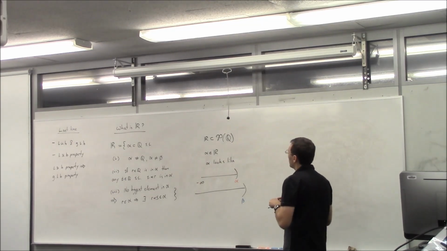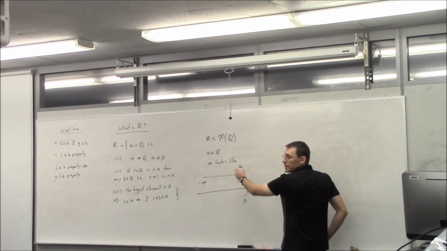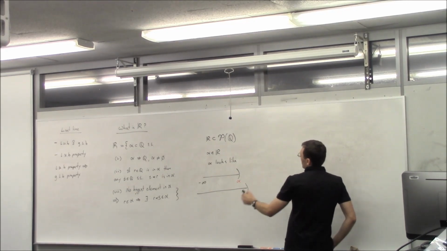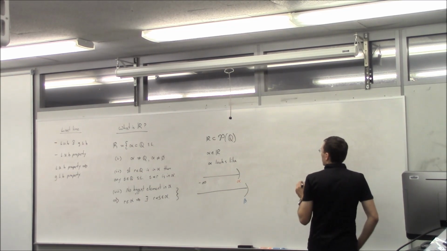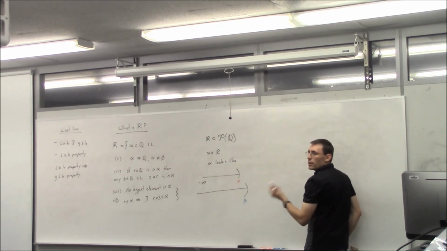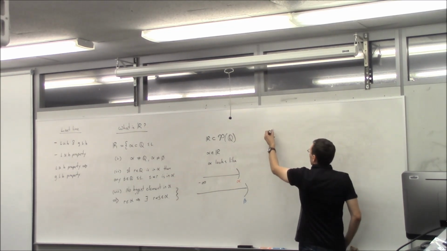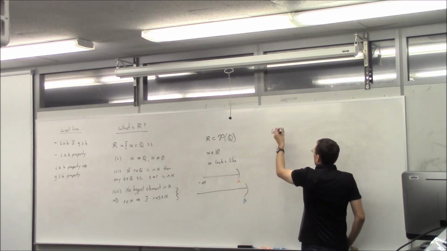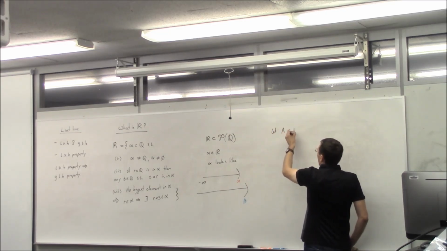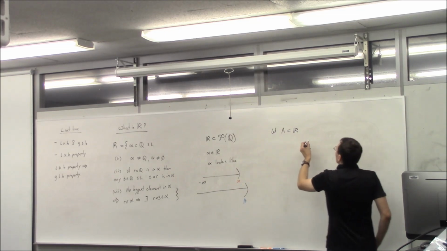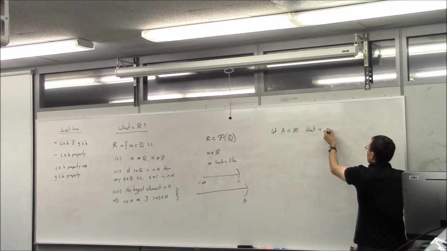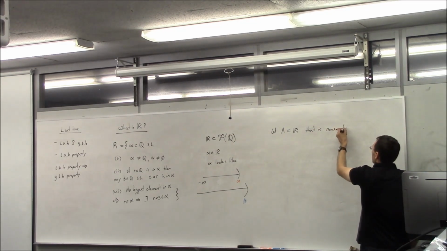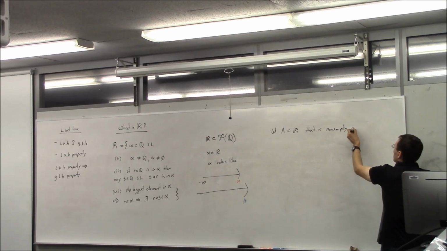Now, this set consisting of rays, consisting of things that are defined this way, does it have the least upper bound property? In other words, suppose I find a set A, so let A be a subset of R that is non-empty and bounded above.